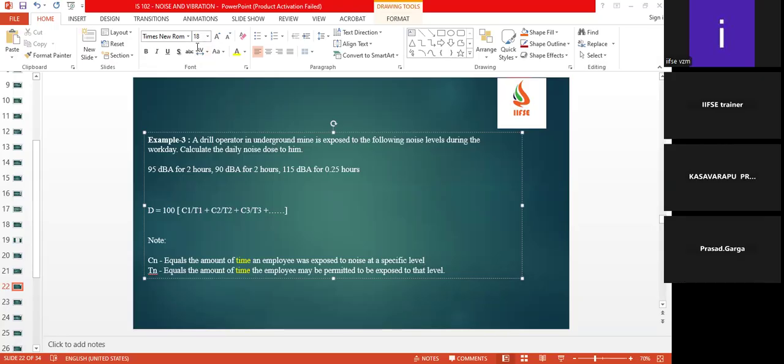Please repeat this again. So the CN indicates the equal amount of time an employee was exposed to the noise at a specific level. Basically, 90 dB is the specific level. Here it talks about the time. C1 means the 2 hours. And for 95 decibels, what is the safest limit you can be exposed to as per the table?